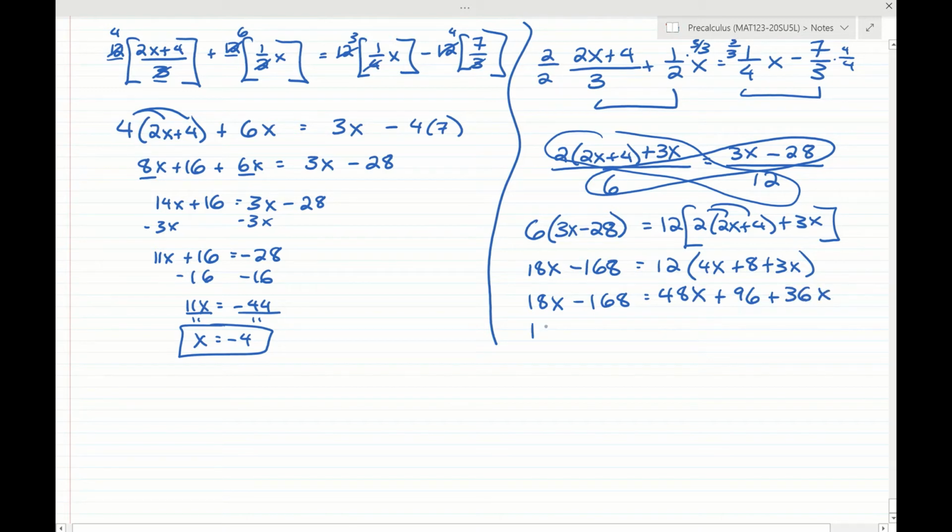Let's combine our like terms on each side. 48 plus 36 is 84. And we can get all of our x's on one side, and our constants on the other.